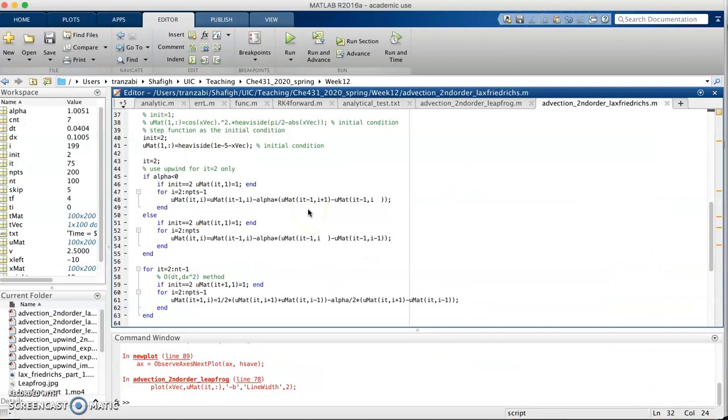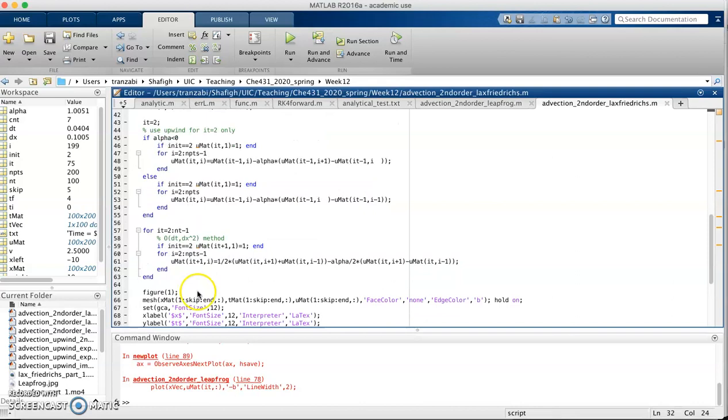To compare with the leapfrog, I actually tend to use the second initial condition, same as before, although we don't need it for Lax-Friedrichs. But we want to compare with leapfrog and see how the solution compares. So I create a second time step using upwind scheme again, and then this part is just the Lax-Friedrichs, where u^(n+1) at point x_i is equal to the average of u^n at i plus 1 and i minus 1, that's the average term, and then minus alpha over 2, times the central difference in space, which is u at i plus 1 minus u at i minus 1 at time n.